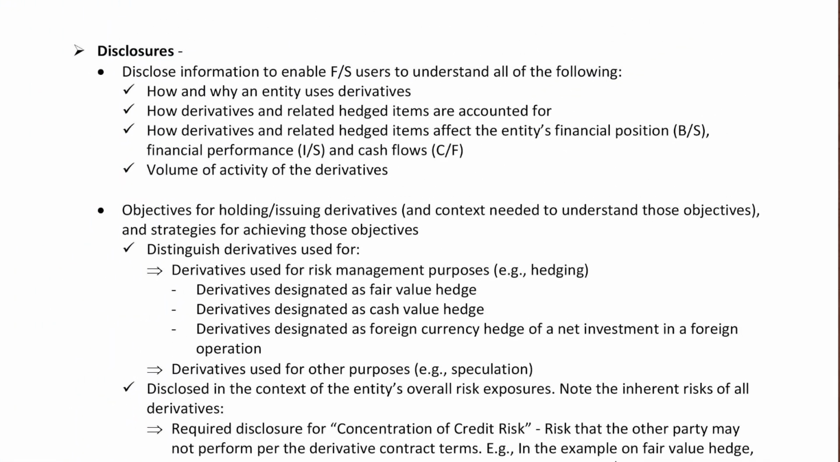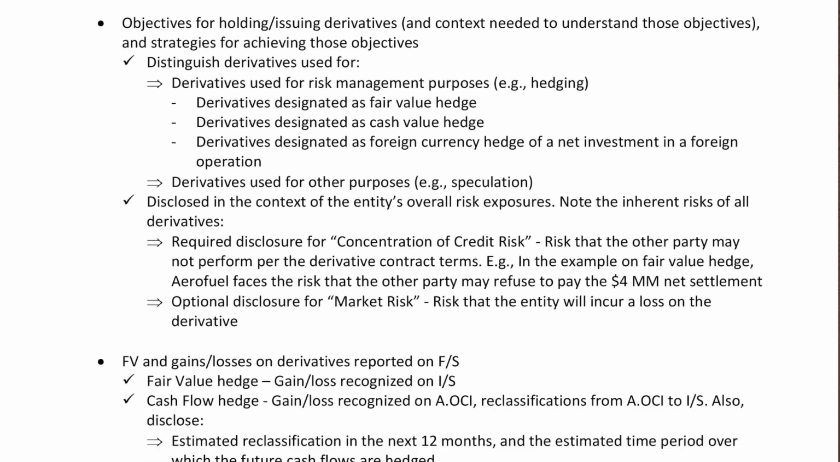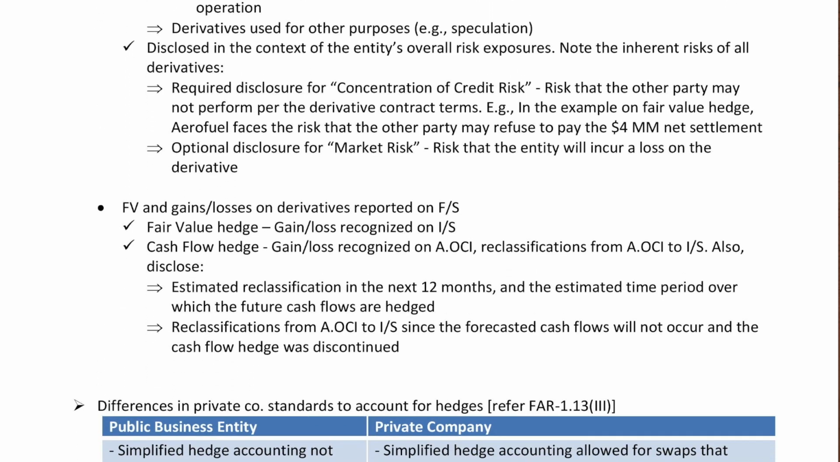On page 19, we have the disclosure requirements for derivatives. So the first sub-bullet talks about the information which enables financial statement users to understand key information about those derivatives. The second sub-bullet talks about disclosures of the objectives for holding or issuing derivatives and strategies for achieving those objectives. Few lines below, we have disclosure regarding inherent risks of derivatives.